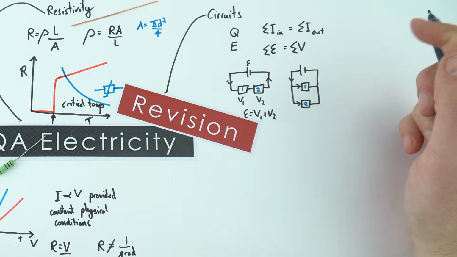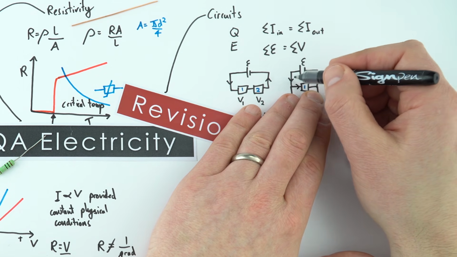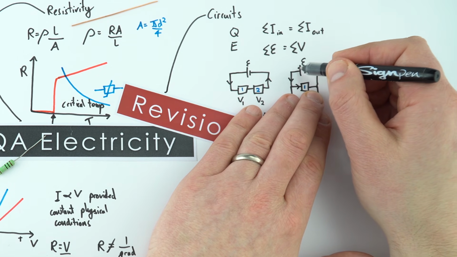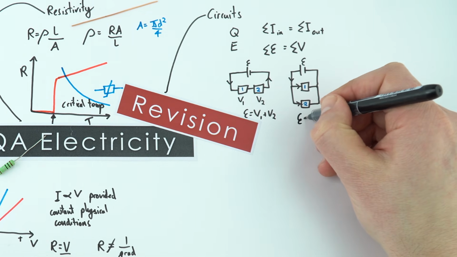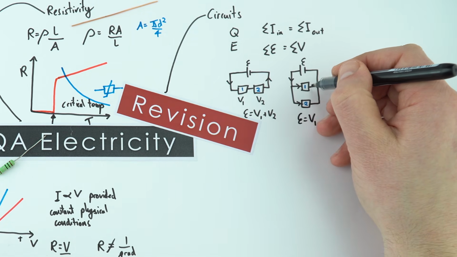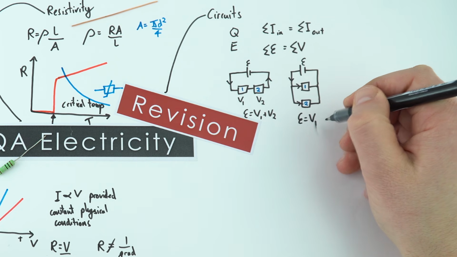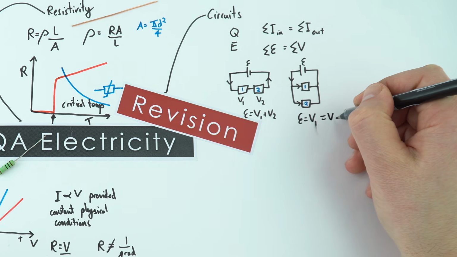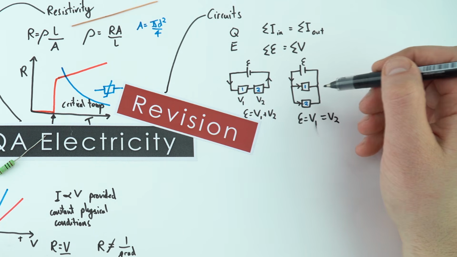In this one here, we might have a loop at the top where we've got the EMF over here. We might think about this being a closed loop, where the EMF is equal to the sum of the potential differences. And therefore, in this case here, the EMF is equal to the value of V1, potential difference across this. And also the EMF is going to be equal to the potential difference across this number 2 over there. So that's why in a parallel circuit, we have the same potential difference across each loop.